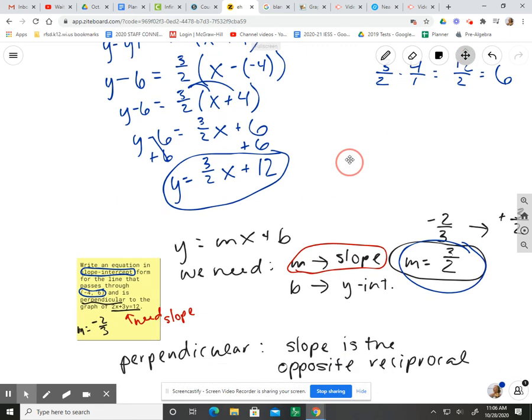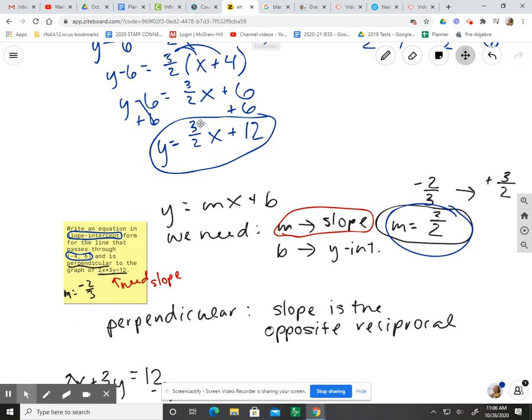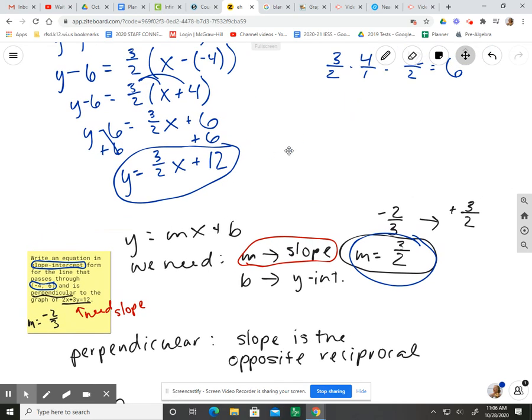To double check though, is our slope here the opposite reciprocal of our given slope? It is. It is a positive now instead of a negative, and we did the flip. So that would be our answer.